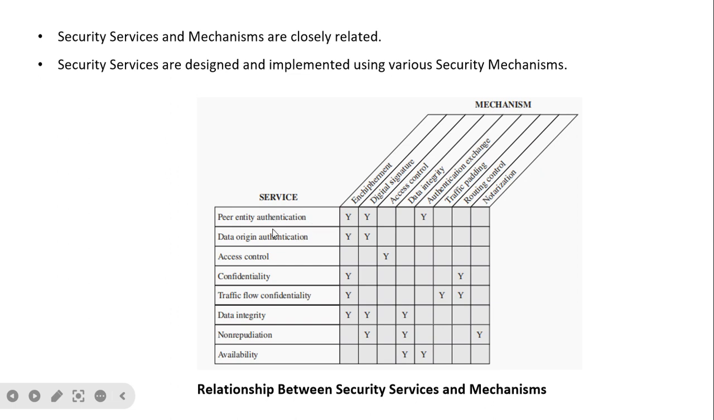So in this way there is a relationship between the services and mechanisms: to provide a particular service we are required to use this type of mechanism. For example, for non-repudiation we are required to use digital signature, as well as there should be no data change, so data integrity, and at the same time we require the help of a third party, so that's why notarization is required. So in this way there is a relationship between service and mechanism.